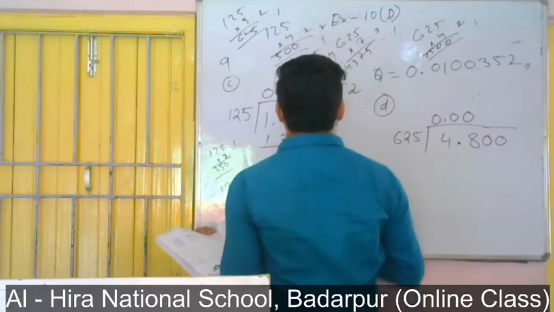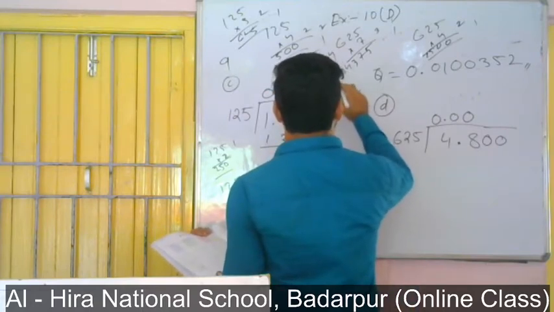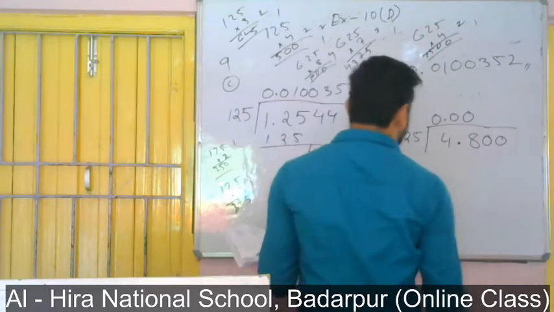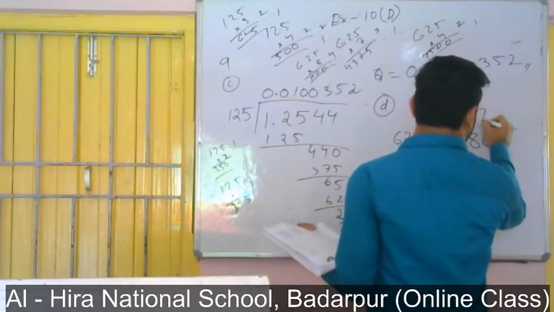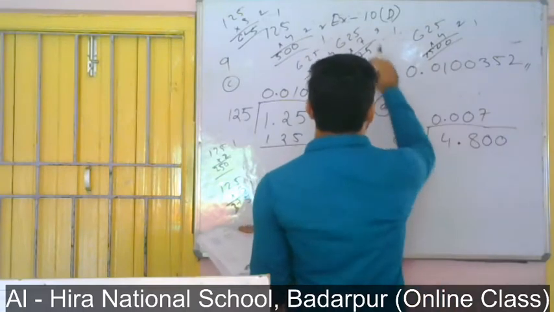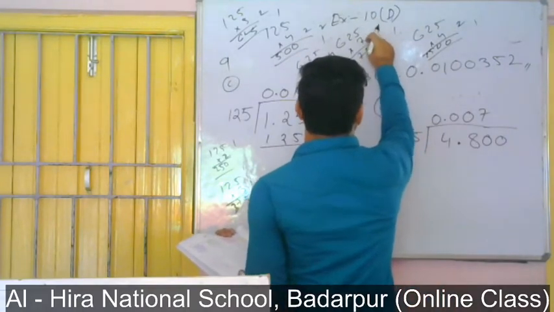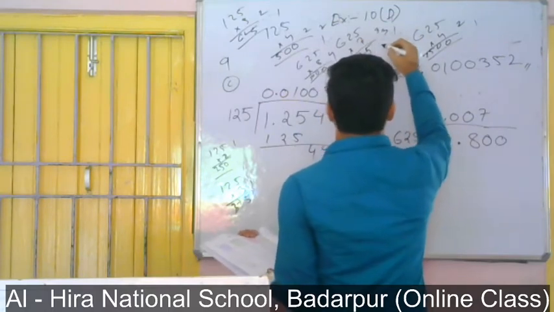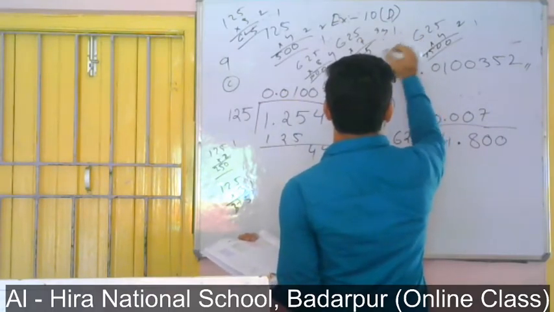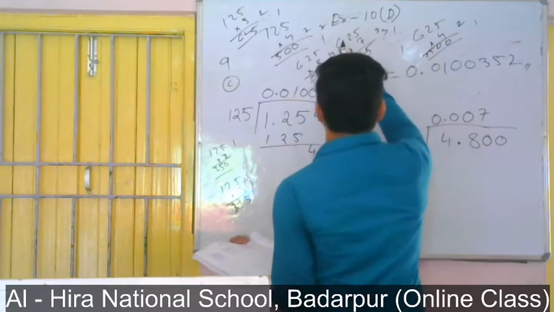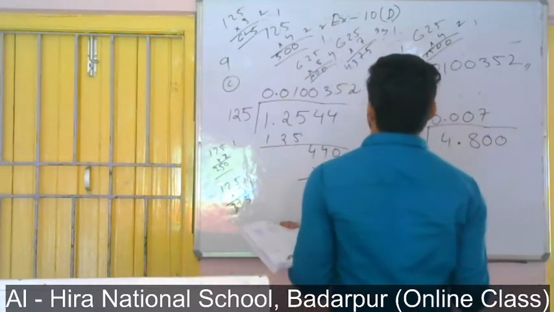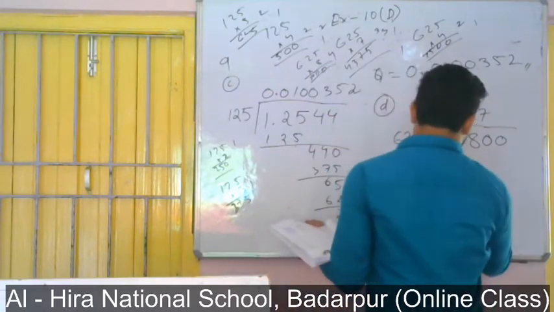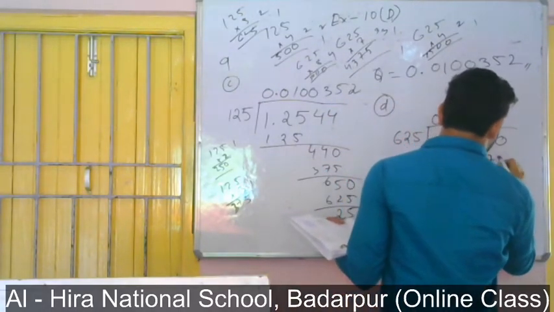6 8s are 48, 49, 50, 5,000. So it is not possible. So we will give with 7. Then 5 7s are 35, here remain 3. 7 2s are 14, 15, 16, 17, here remain 1. 6 7s are 42 and 1 is 43, 4375.